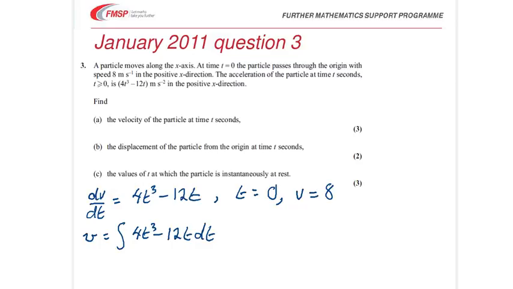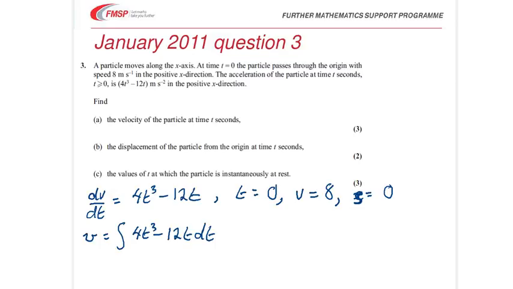The information is that when t is 0, v equals 8, and there's one more bit of information there which I could write down as well. It passes through the origin when t is 0, so x equals 0, or s, we'll call it s equals 0. So we know dv by dt is that, so that's fine. We can integrate that directly.